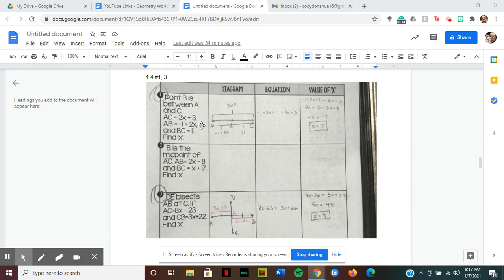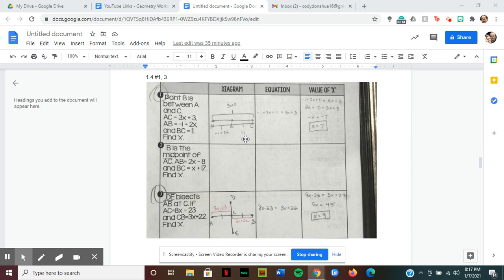We are told that AC has a length of 3x plus 3. So AC is going to be represented by the whole thing. So the whole thing right here has a length of 3x plus 3. AB, from point A to point B, has a length of negative 1 plus 2x. So that's what I wrote down right here. And BC has a length of 11. So from B to C has a length of 11.